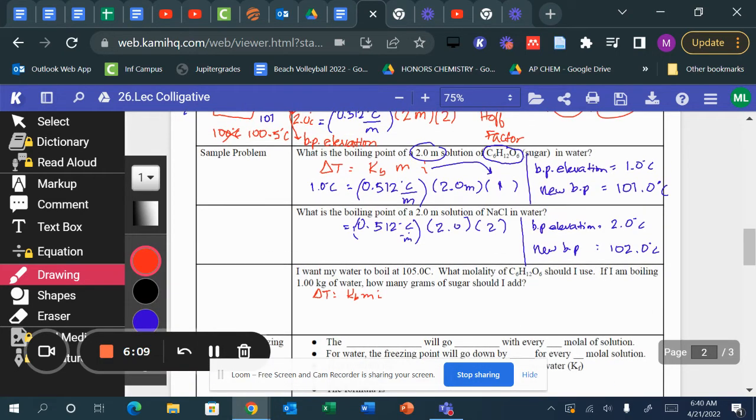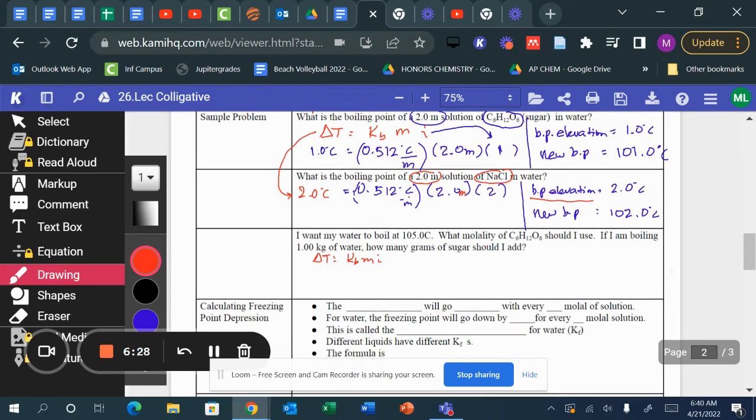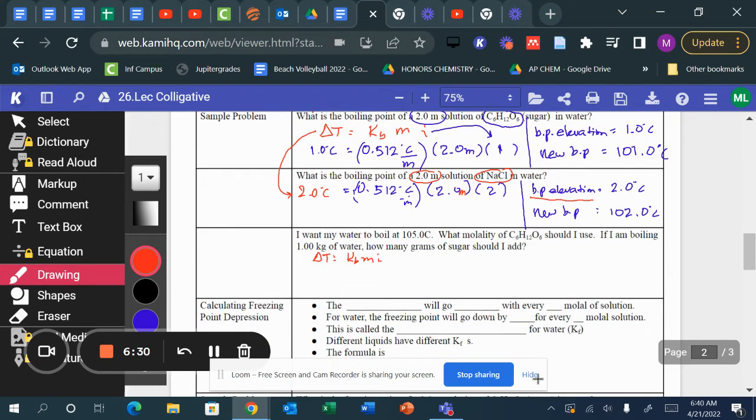So I did this one right here. 0.512 is the boiling point constant. Molality is 2. It says right there. Oh, don't forget the unit. And NaCl has 2 pieces, so I put 2. So it'll be 2.0 degrees Celsius. That is called the boiling point elevation, 2.0. The new boiling point will be 102.0. Okay, so here's another problem. I want my water to boil at 105. Oh, it normally boils at 100, so the change in boiling point is 5.0. That is my boiling point elevation.